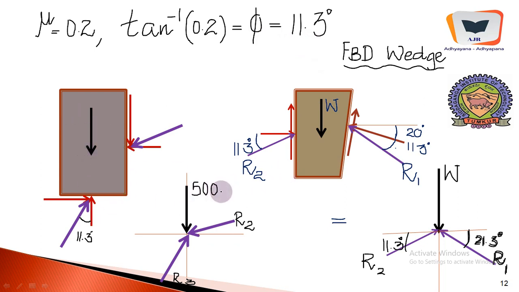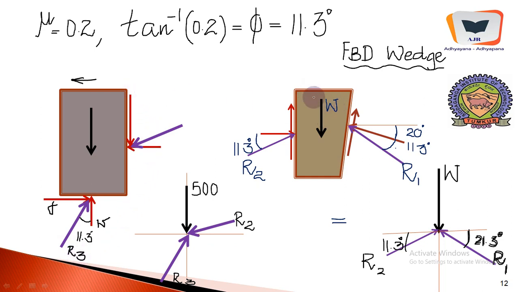This is 500 kilonewton acting vertically down. This is the normal reaction, and since this block is moving leftwards, there is a frictional force which is acting over here. This is the frictional force, and the frictional force and normal reaction will generate a resultant reaction over here, which is named R3, and R3 is not required for us anyway, except for computational purposes.